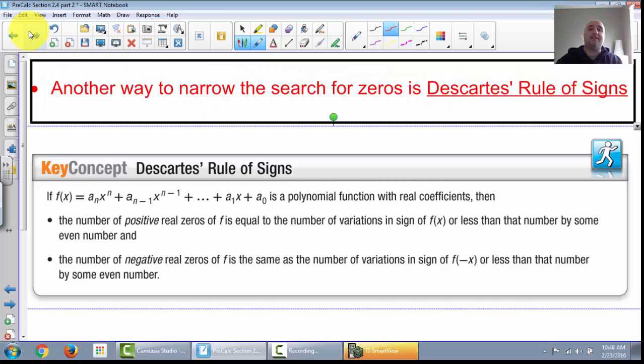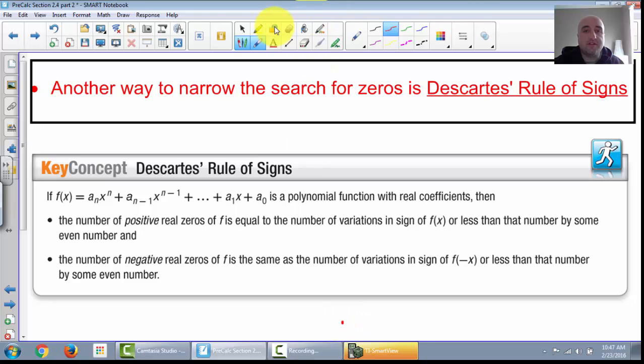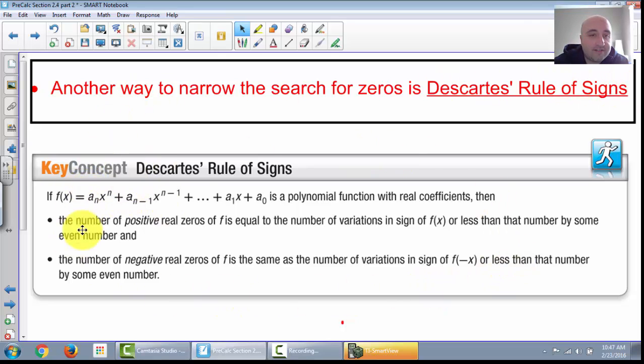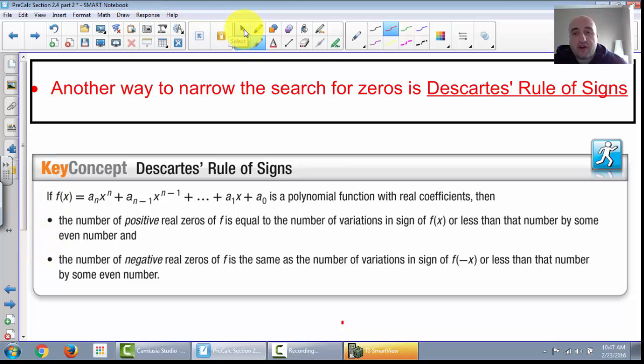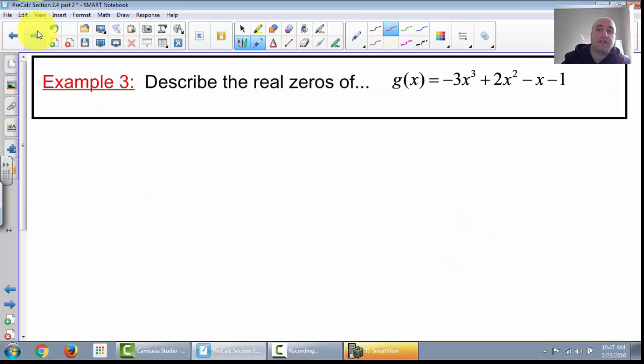All right, last but not least, this one's a little bit easier. Another way to narrow the search for zeros is the Descartes rule of signs. And this, once again, is a real fancy term. So basically what we need to do is find f of x and f of negative x and look at the sign changes. Okay, so let's look at example 1. It says describe the real zeros of this function.